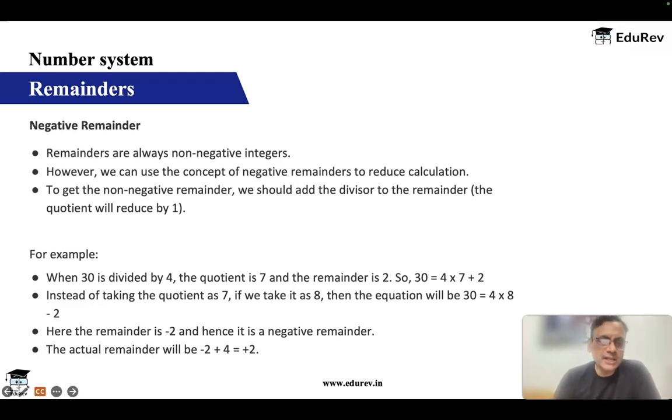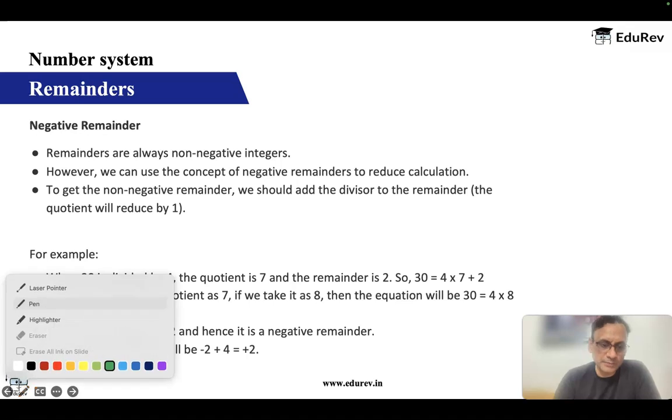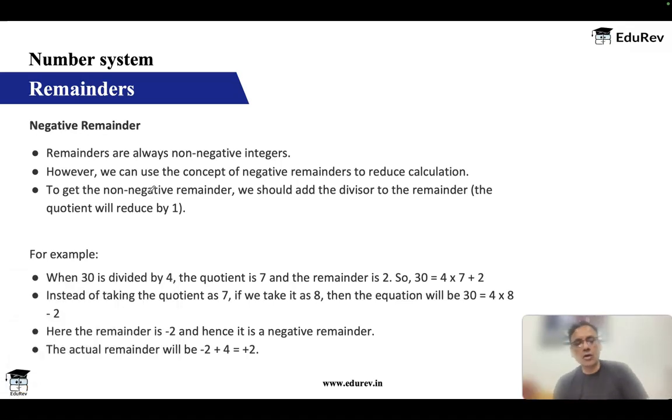Remainders theoretically are always non-negative. So remainder can be 0 when the number is fully divisible, or remainder can be a positive number smaller than the divisor when the number is not fully divisible. But we use the concept of negative remainders, especially to find the remainders, because it reduces our calculation quite significantly a lot of times. Okay, so what happens here is, let's say 30 is getting divided by 4.